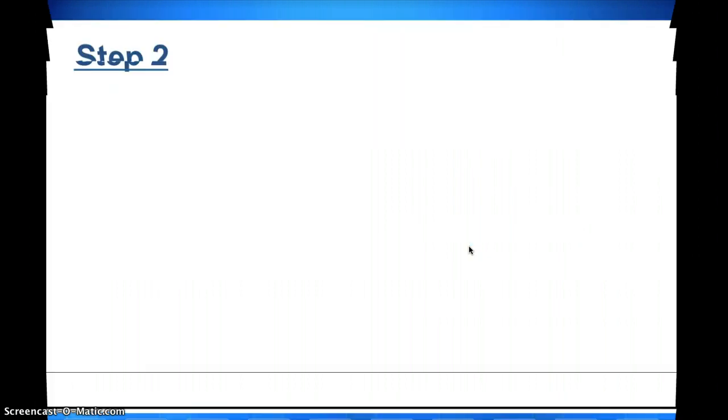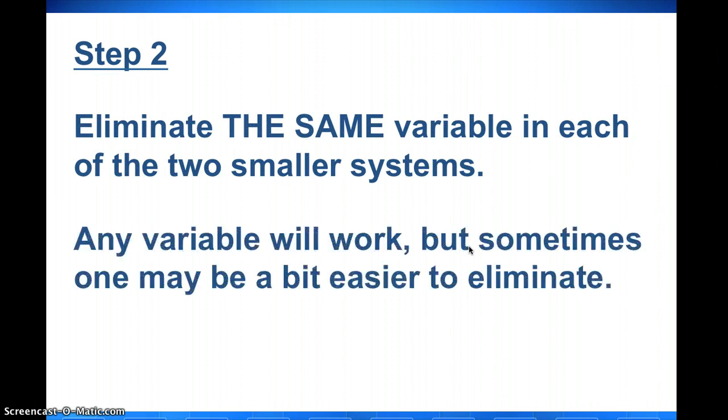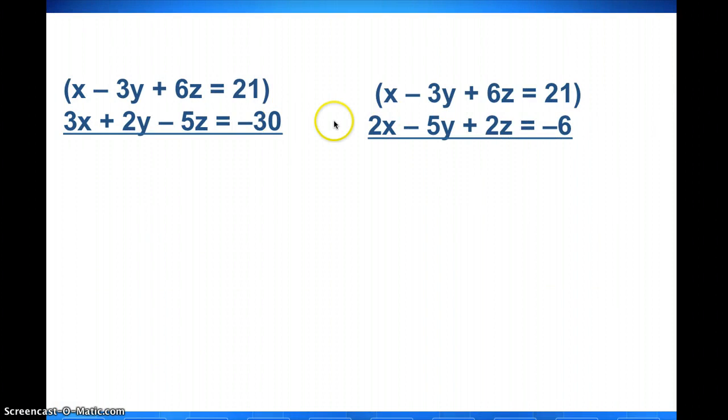Step 2: eliminate the same variable in each of the two smaller systems. Any variable will work, but sometimes one may be a bit easier to eliminate, so you need to use your judgment. Always try to find a way that will make it easier for you when you are solving. In this case, I'm going to choose x for this system. Now I have rewritten this: this is equation 1, this is equation 2, this is equation 1, and this is equation 3. Now I'm going to solve this by elimination.